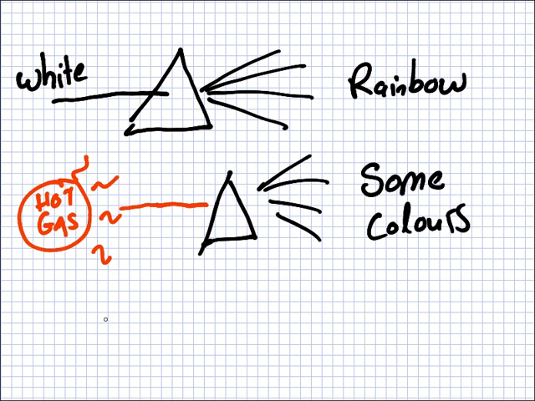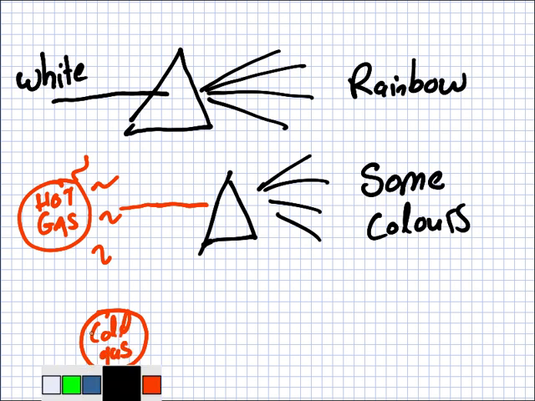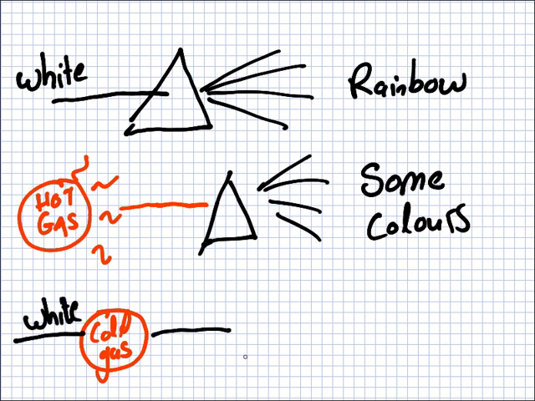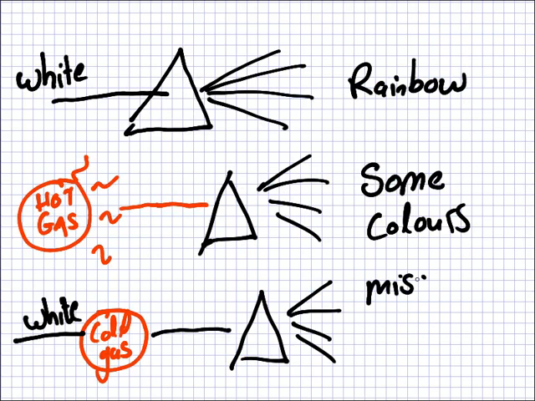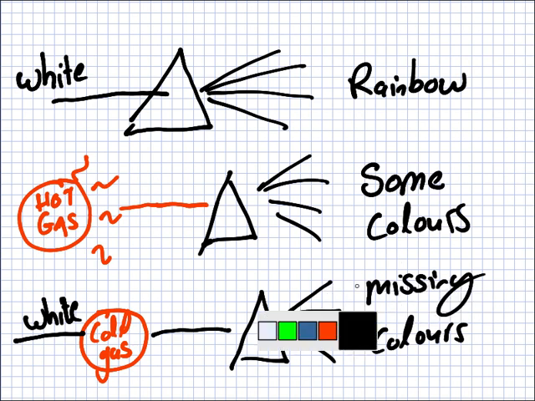And then the last one is if you have a cold gas and you shine some white light through it, so you put white light through it, and then the light comes out, and again you put it through the prism, and this time you nearly get all the colours, but some are missing. Okay, so you get missing colours. Hot gas will, yeah, it's bright by itself. Is that what you're asking?